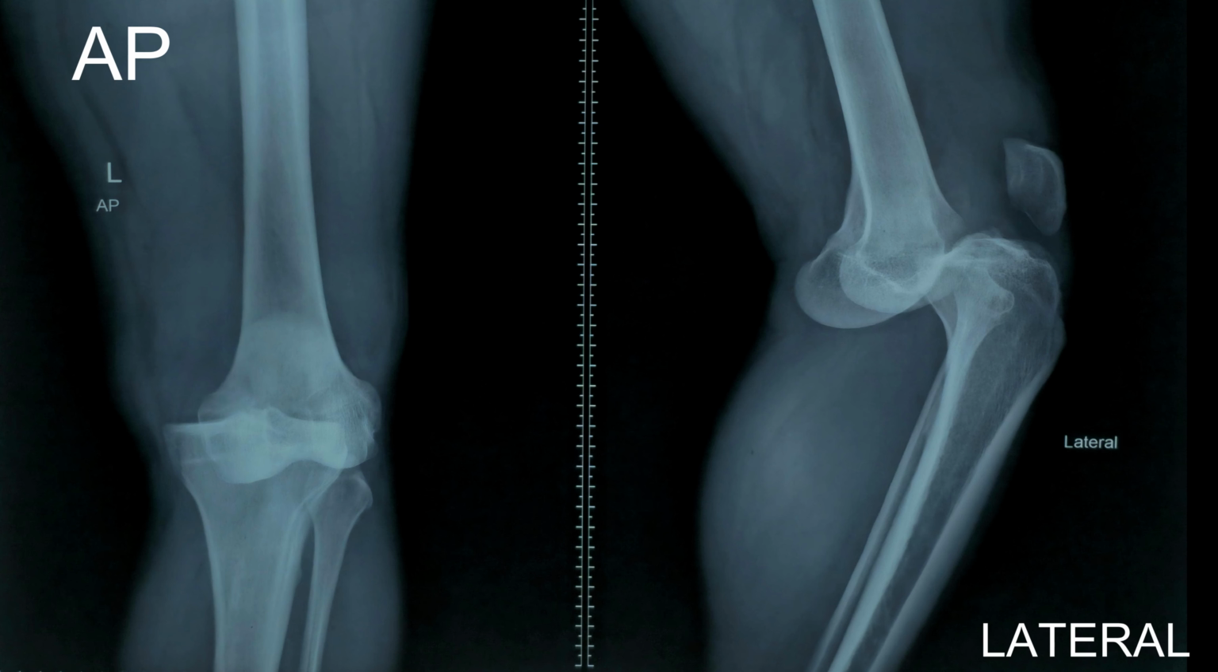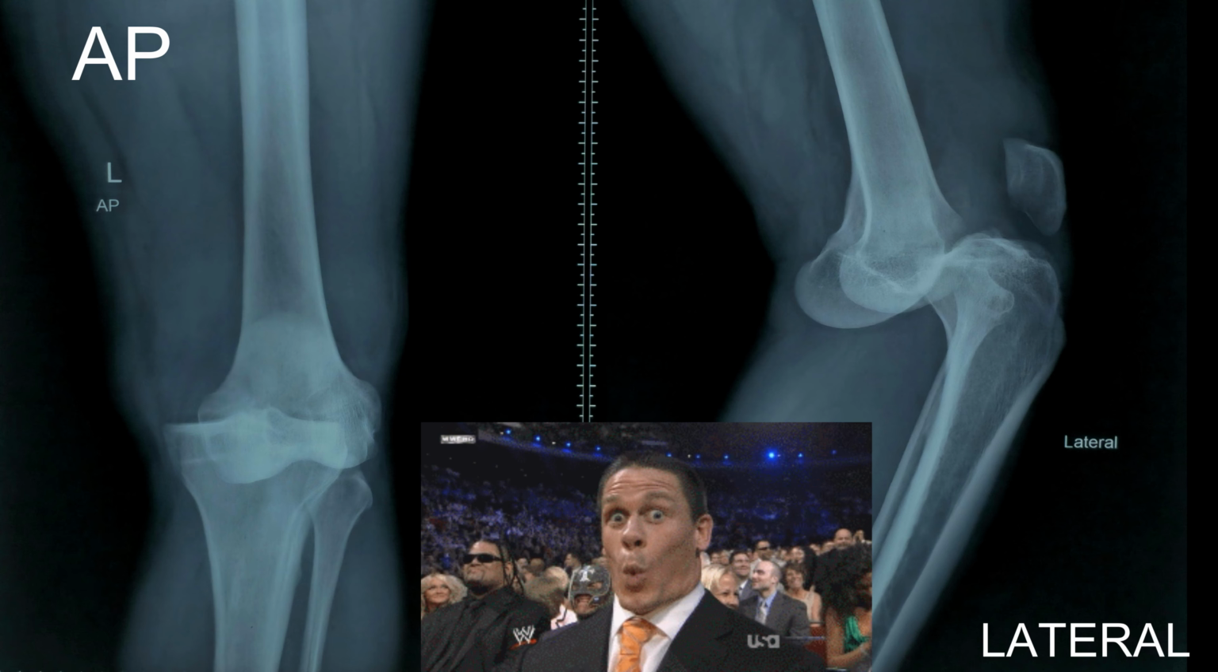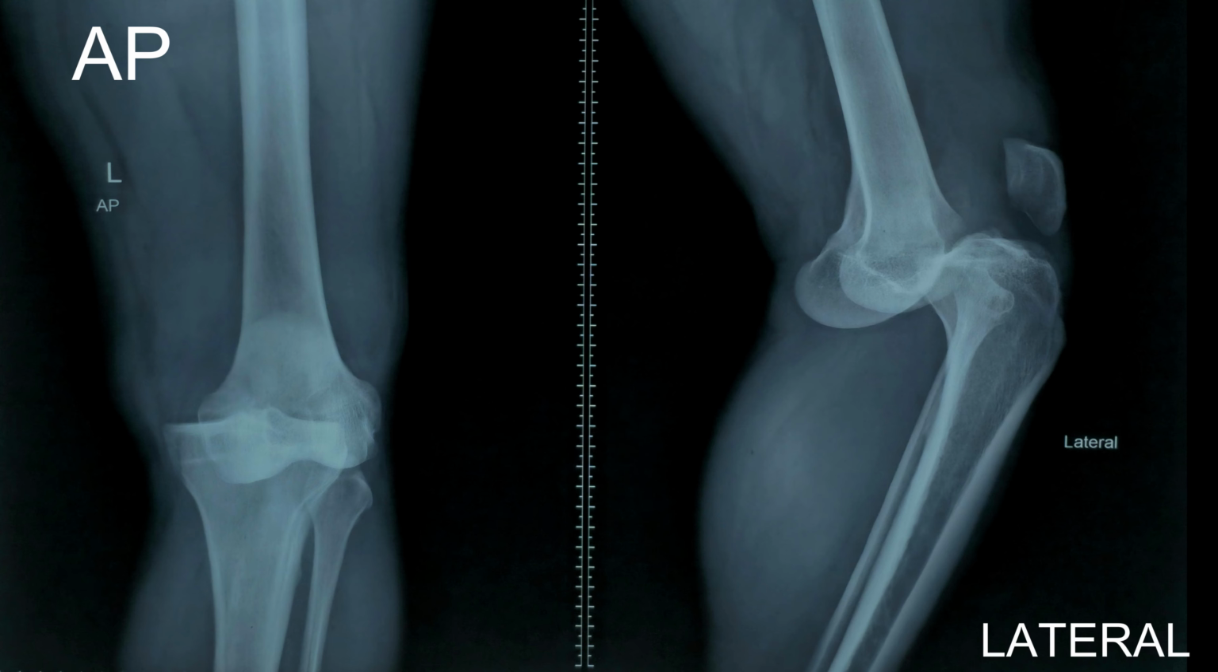So here you can see the X-rays of the patient, the AP and the lateral view. And here in the AP view, one can see that there is an overlapping of the distal femur over the proximal tibia. And in the lateral view, the diagnosis is quite clear, and knee dislocation is appreciated.